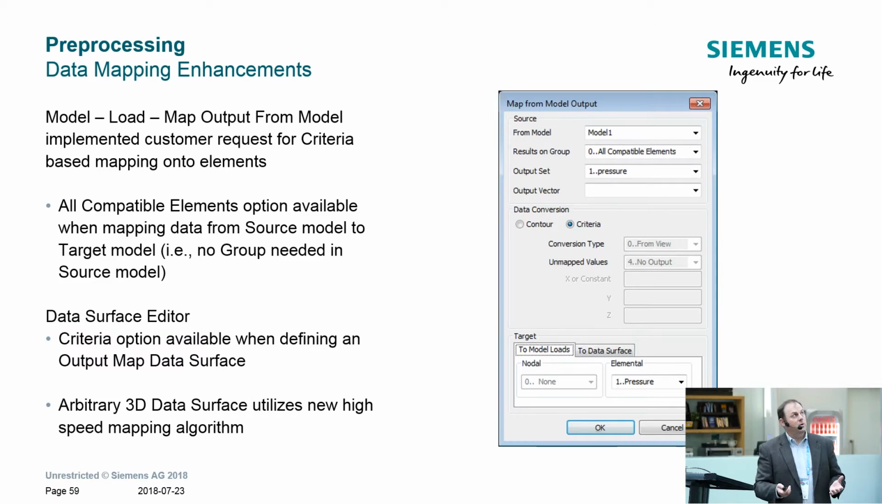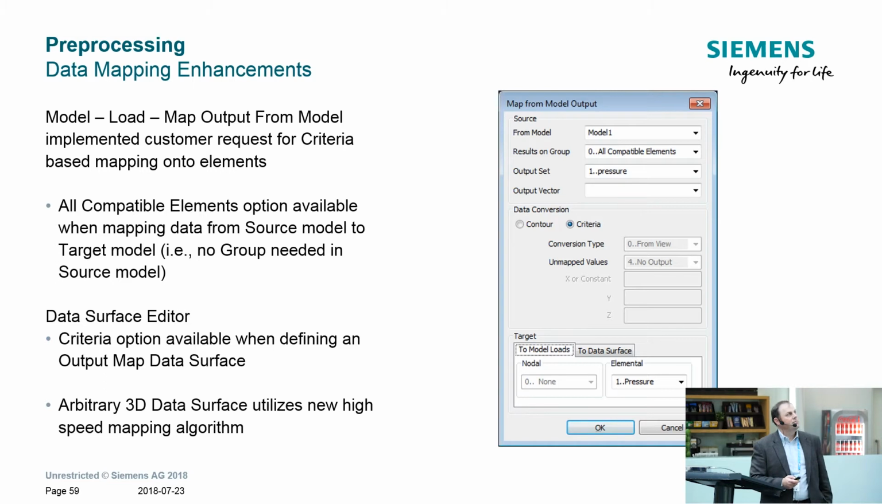Also, in previous versions, we always used the contour data conversion. But in certain cases, people simply wanted no interpolation. So we added a criteria option which does not use any interpolation and is only used to create elemental loads.